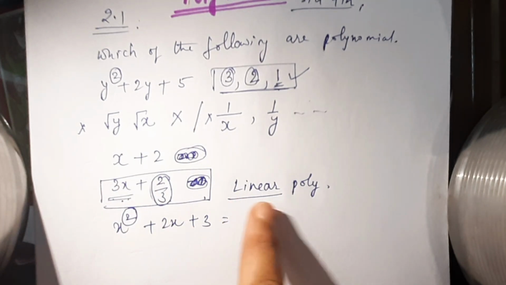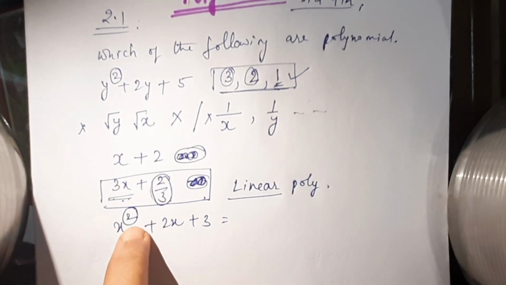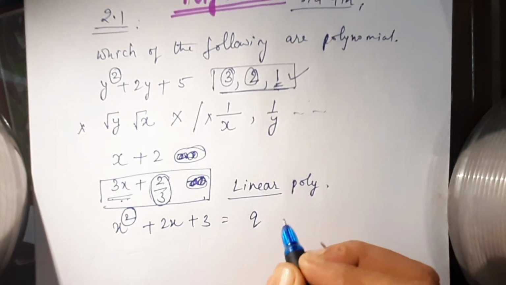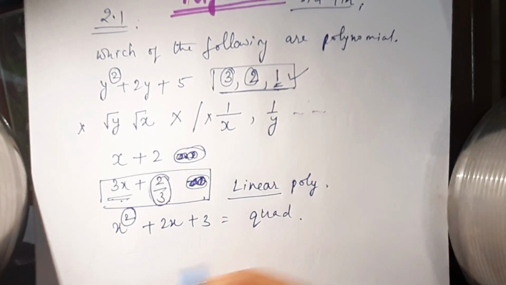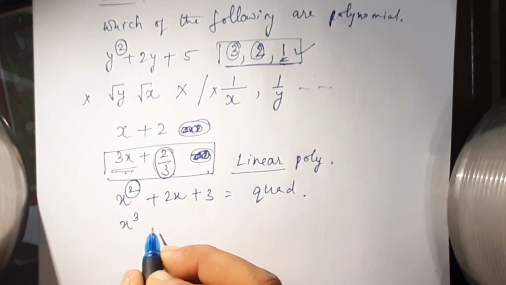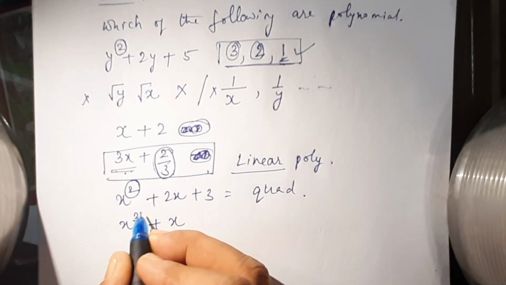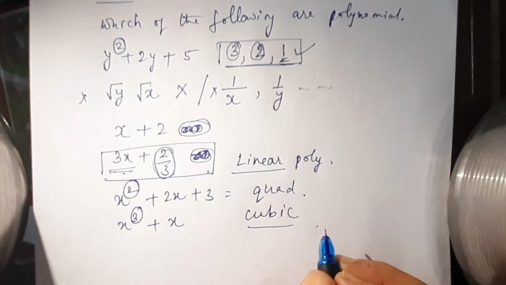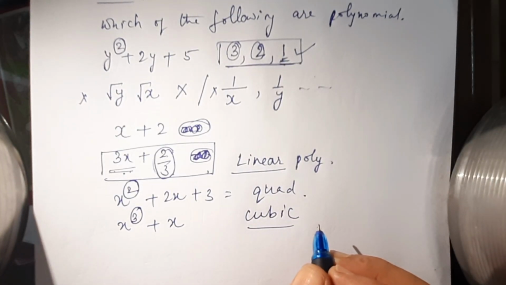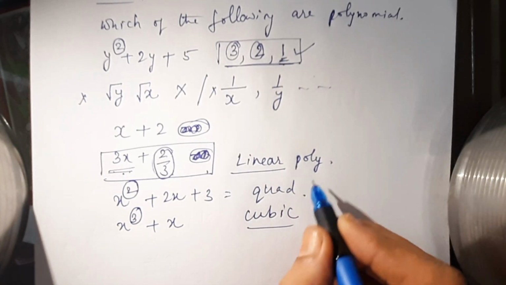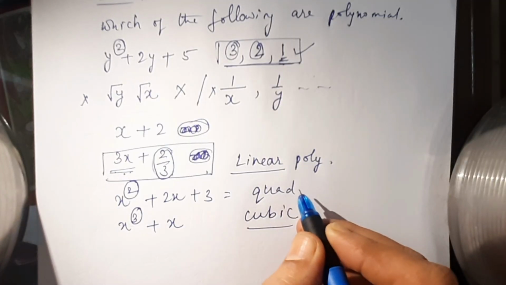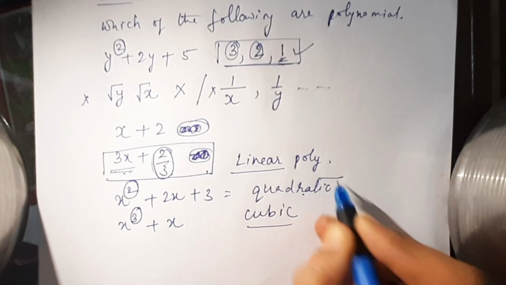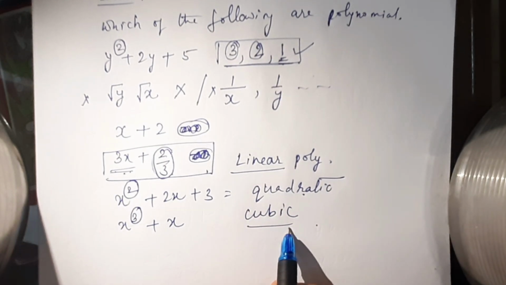And the next one, linear polynomial, when the degree is 1. If the degree is 2, it is called a quadratic polynomial. And then if degree 3 is there, we call it a cubic polynomial. So there are three types of polynomial. If the degree is 1, we call it linear; if the degree is 2, quadratic; if the degree is 3, cubic.